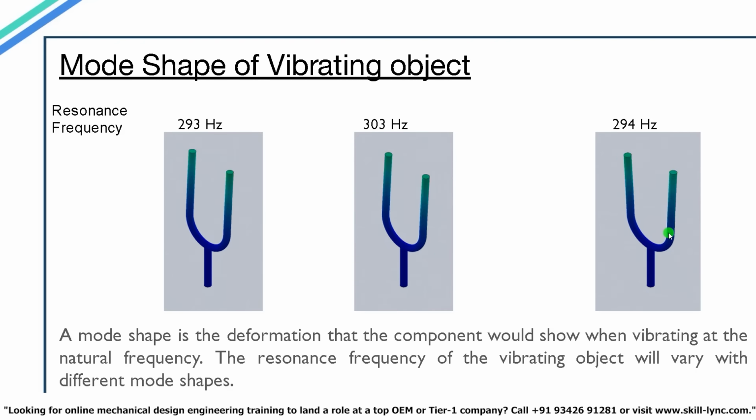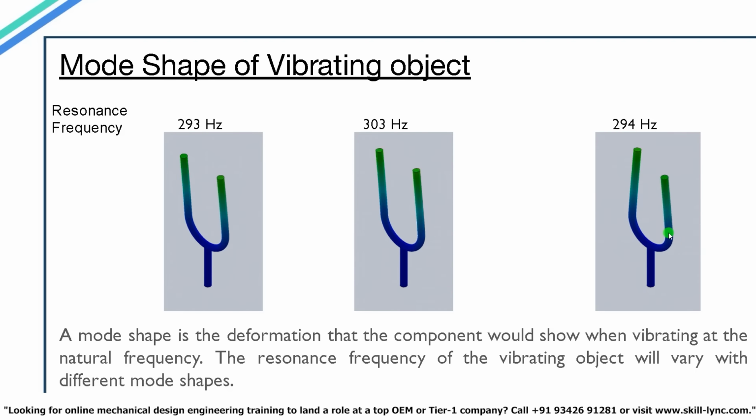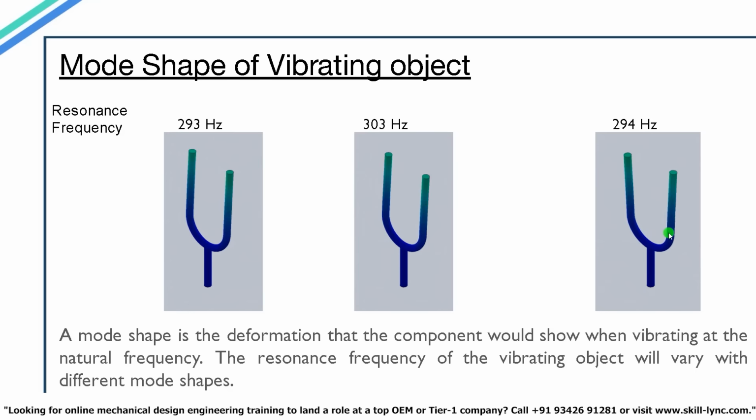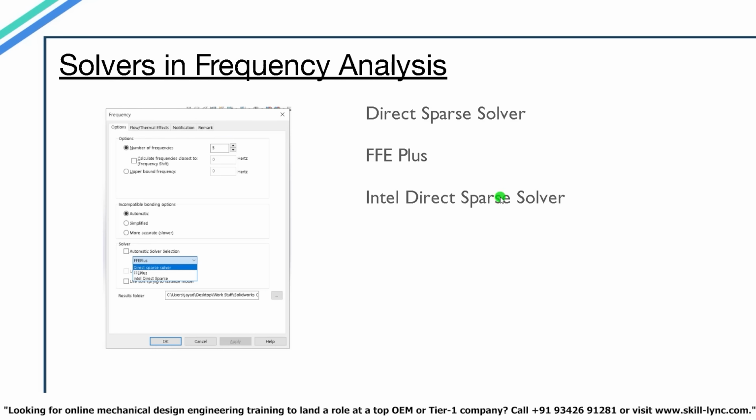The next topic we will be talking about is the mode shape during vibration. A mode shape is the deformation that the component would show when vibrating at the natural frequency. The resonance frequency of the vibrating object will vary with different mode shapes. There are 3 different types of solvers which are used to perform frequency analysis. They are the direct sparse solver, the FFE+, and the Intel direct sparse solver.